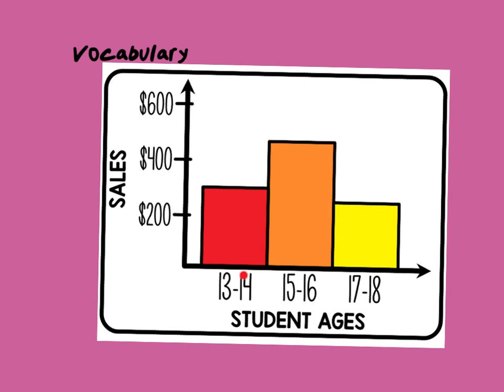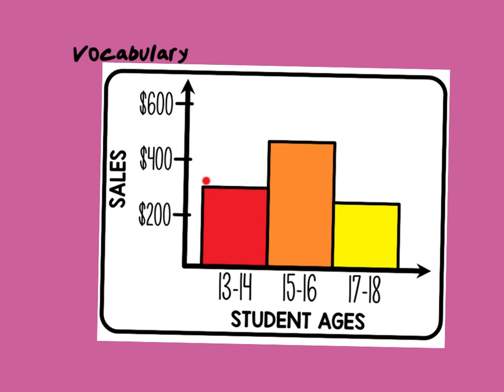So we can easily see the ages of students and the sales. So some students look like they've sold something. Maybe it was a school card or something. So the ages of students from 13 to 14, it looks like they sold $250 of whatever they're selling. The ages 15 to 16 sold a little over 400, maybe $425. And then the 17 and 18-year-olds sold a little over $200 also.